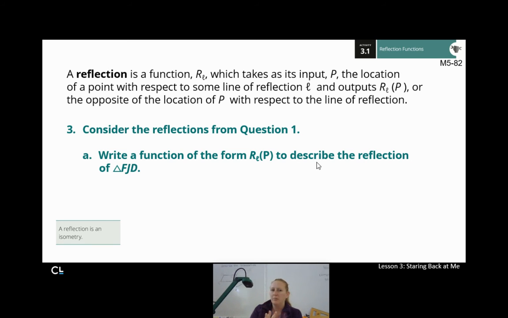So we did this a little bit the other day with translations. Now we're just using a capital R and we're using the line of reflection to do our reflection functions. So can you please, looking back at question 1, what we just did, write a function of the form R sub L of P to describe the reflection of triangle FJD? Hit pause, see what you can do, and then hit play when you're ready to check your work.